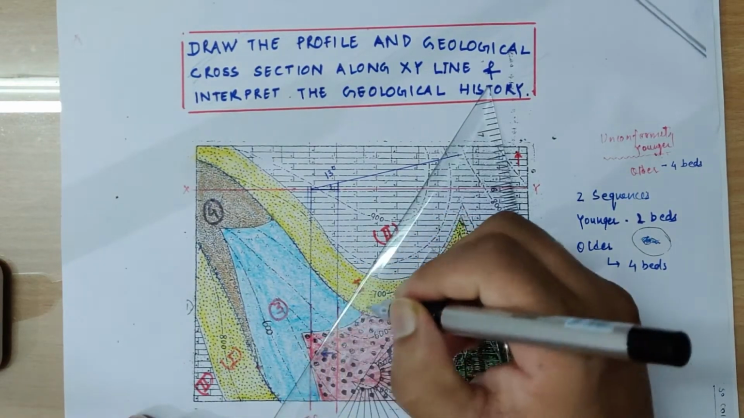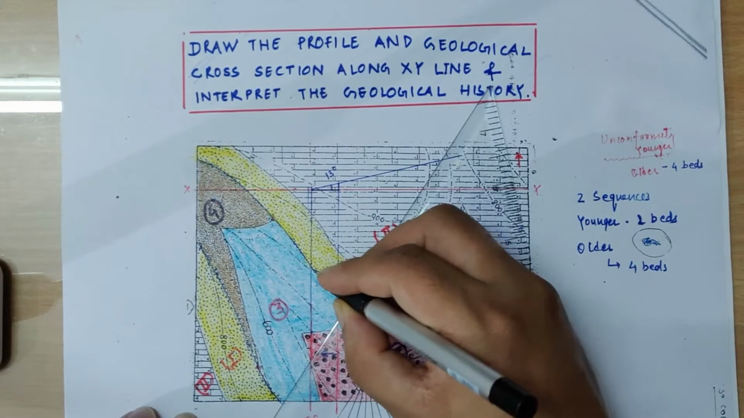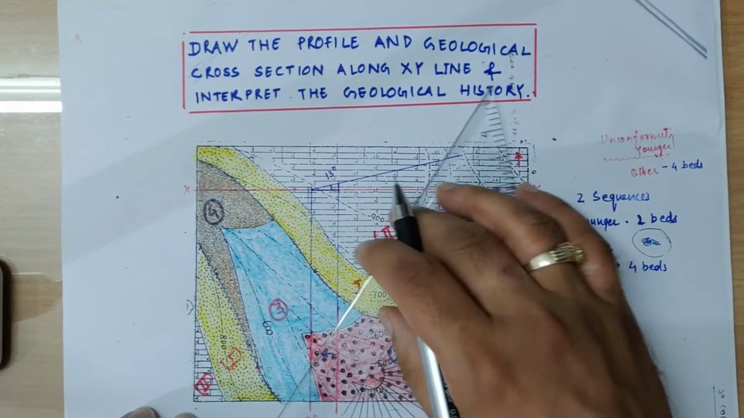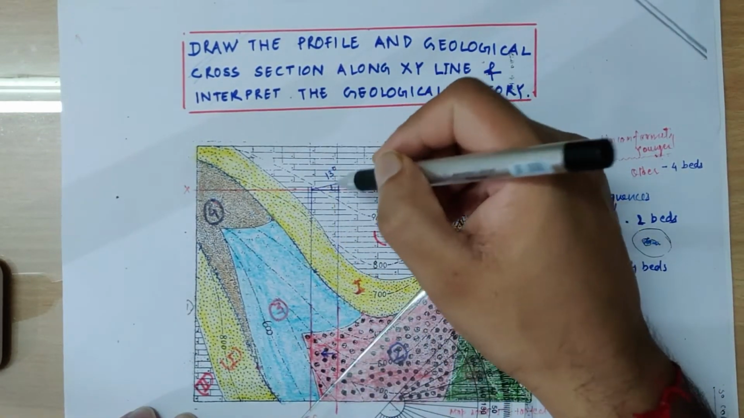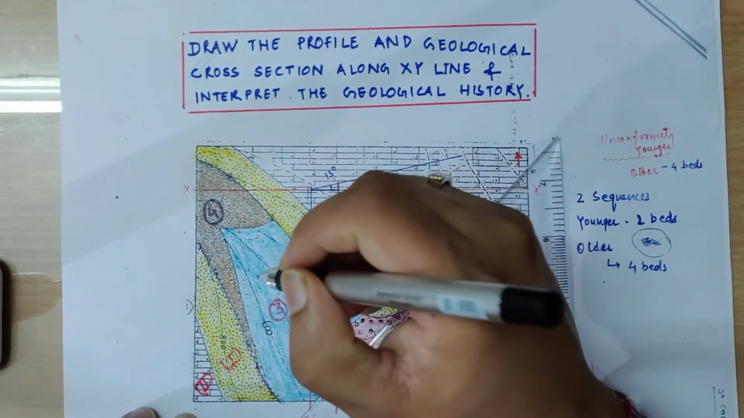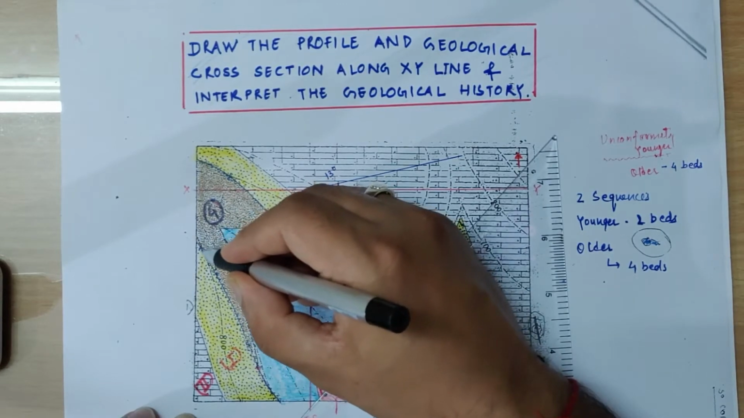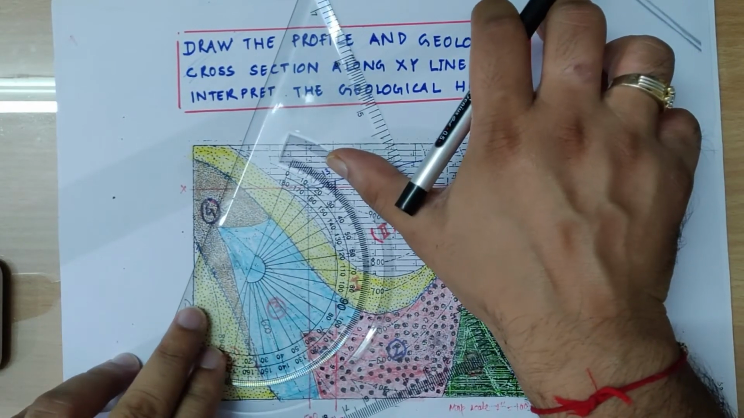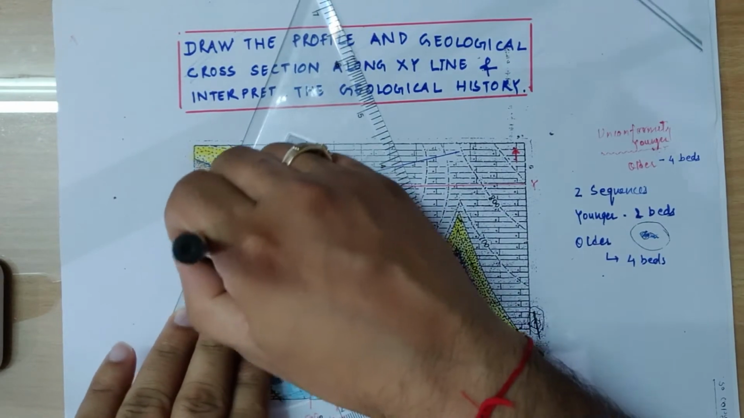So we need two strike lines which are drawn on the plane of unconformity. So here one value of contour line is intersecting, this is 700, and here 800 is intersecting. So one point is here, 800 is again intersecting somewhere here. So this is again one strike line for the unconformity plane.